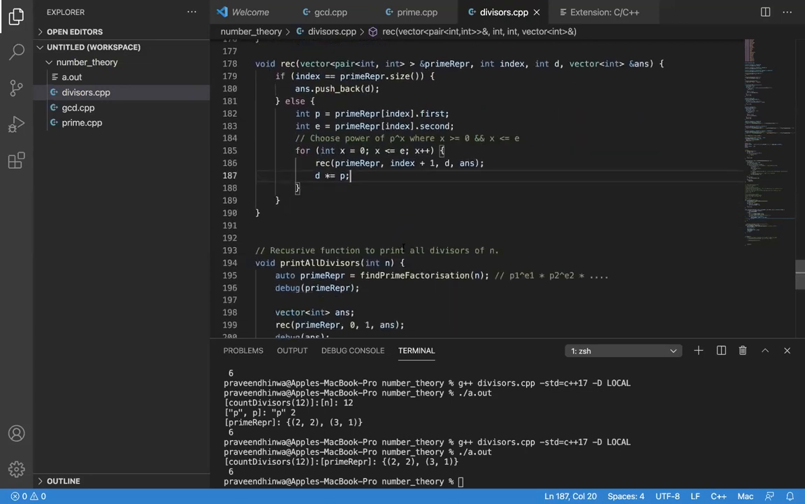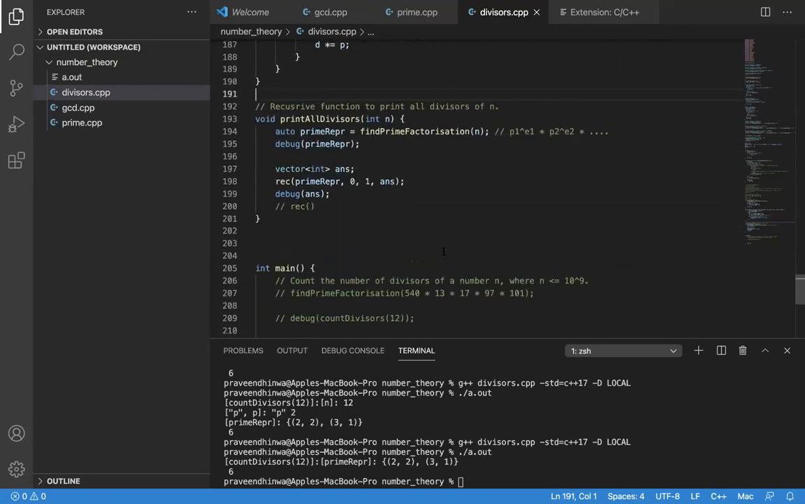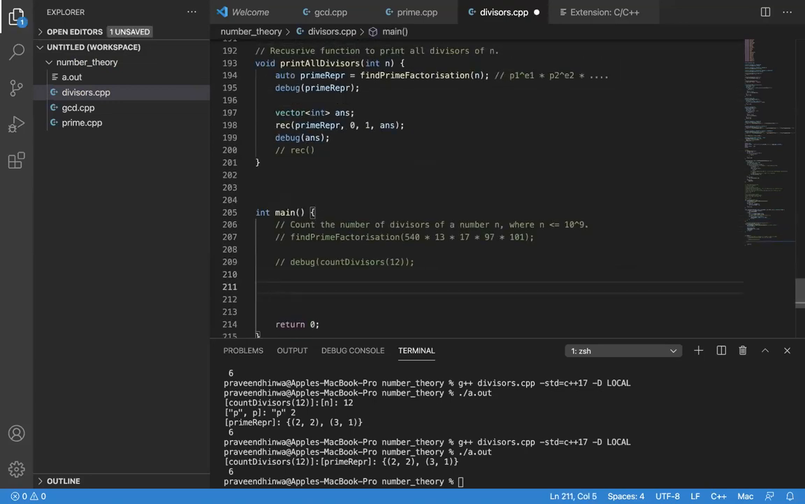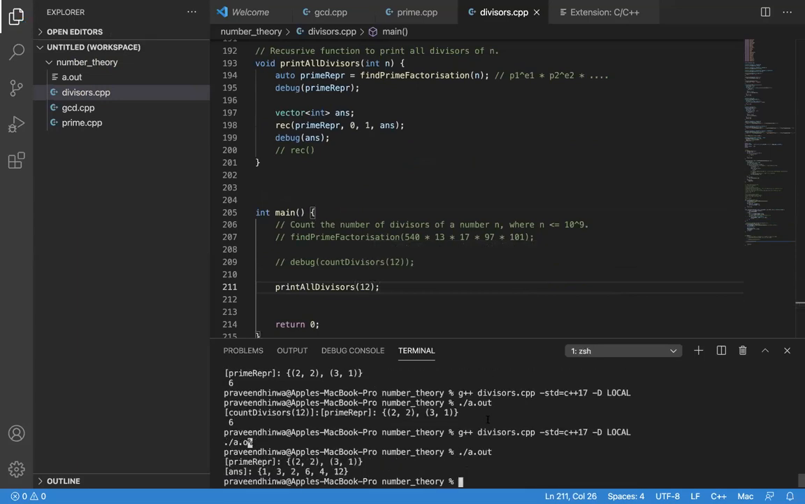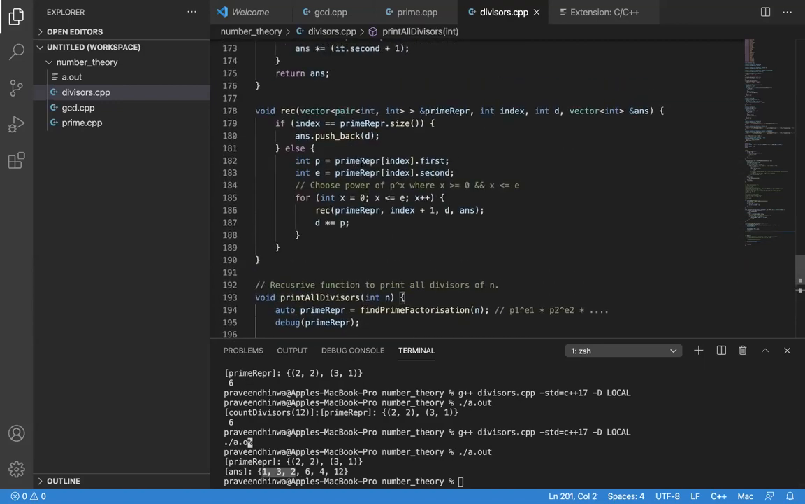So let's try running this program, print all divisors of 12. It says 1, 3, 2, 6, 4, 12. These are how many divisors? 6 divisors. So is this function clear?